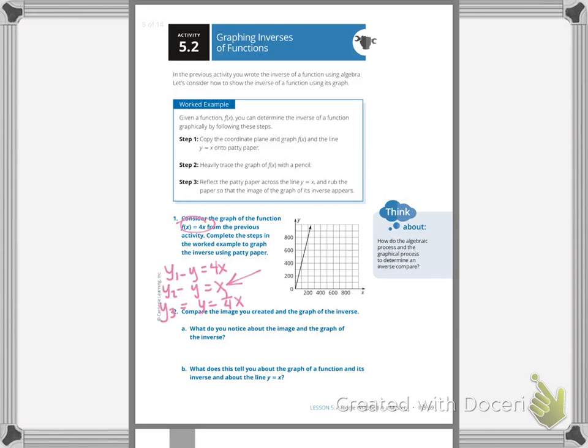So it says compare the image you created to the graph of the inverse. What do you notice about the image and the graph of the inverse? It should be a mirror over that y equals x line. What does this tell you about the graph of a function and its inverse? Anytime you graph something, its inverse will always mirror across y equals x. So you should see it mirroring across that every single time, for any type of graph that we do.